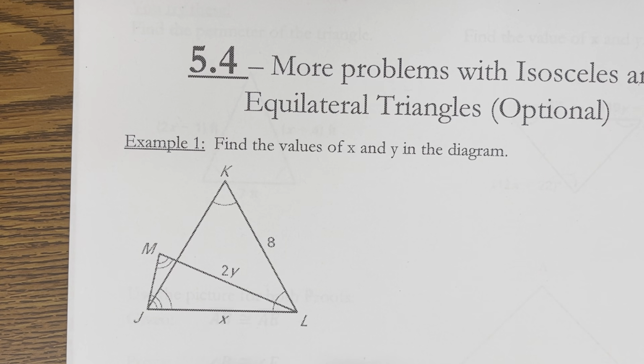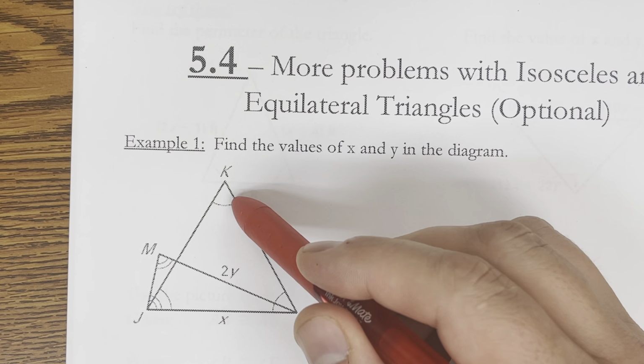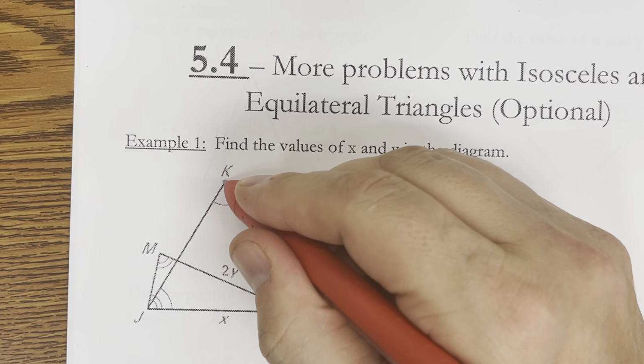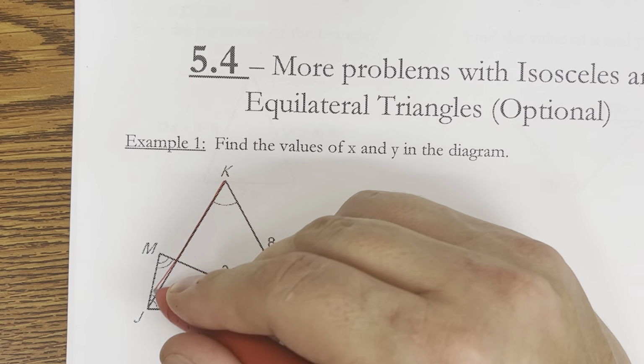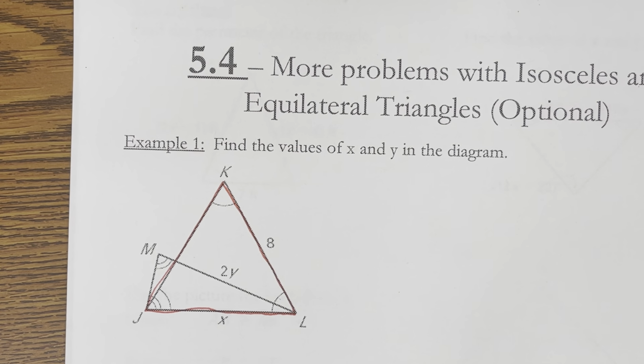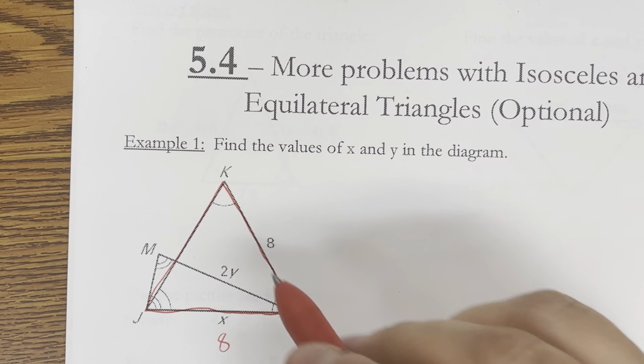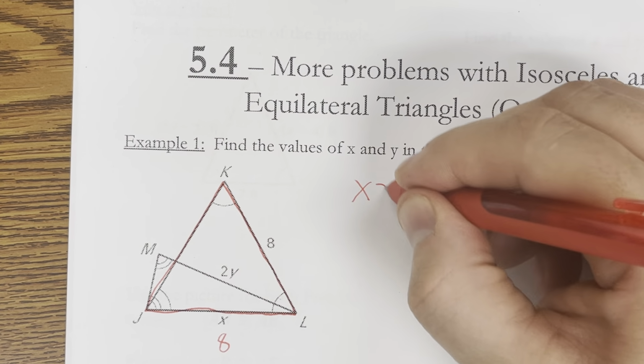The first thing that I'm noticing here is this is marked with 1 tick mark. This whole thing is marked with 1 tick mark. And this whole thing is marked with 1 tick mark. So this triangle here, that I'm going to highlight in red, appears to be a special one. All 3 angles are congruent. So if all 3 angles of that triangle are congruent, that must mean x has to be 8, because all 3 sides have to be congruent.